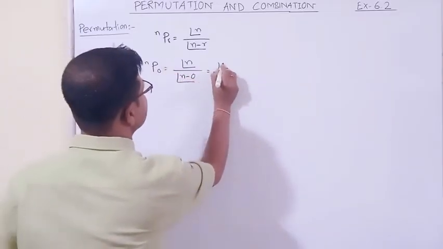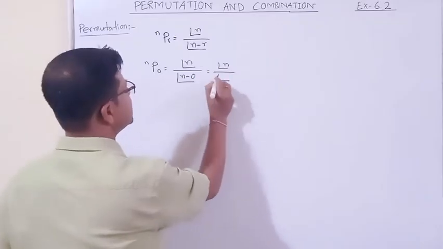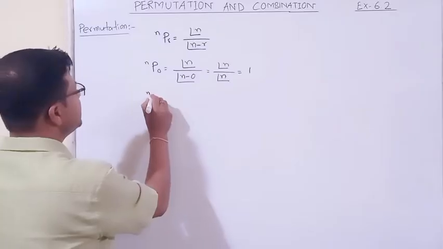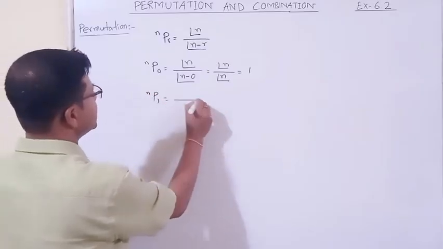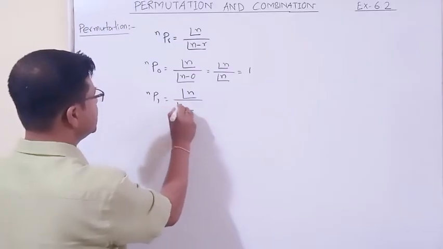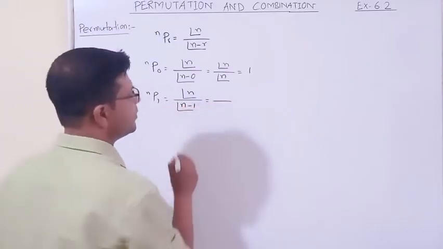That is factorial n divided by factorial n minus 0, which is factorial n, so this is 1. Similarly, what is nP1? This is factorial n divided by factorial n minus 1.